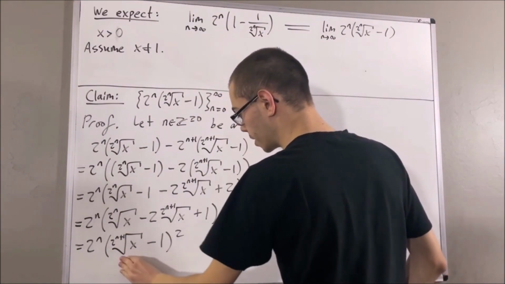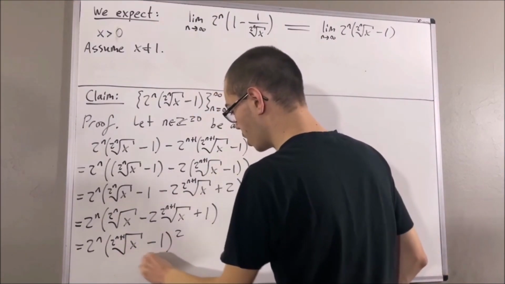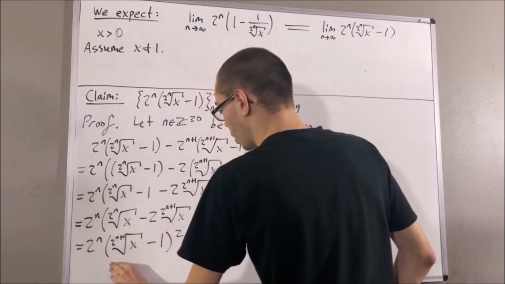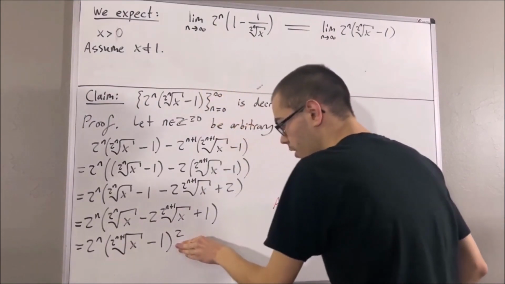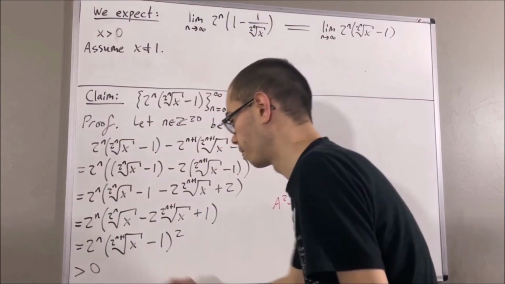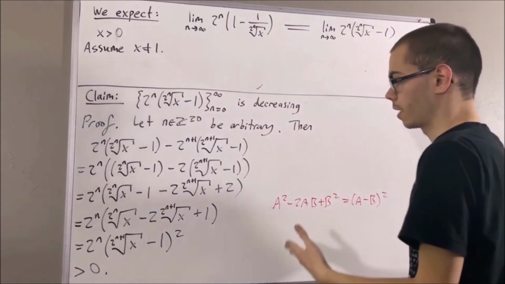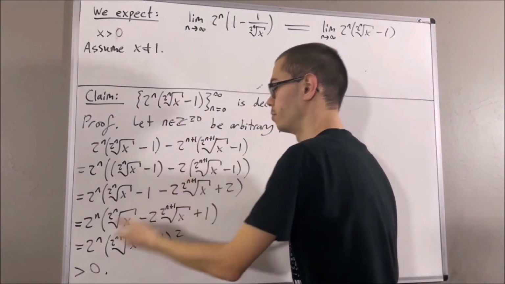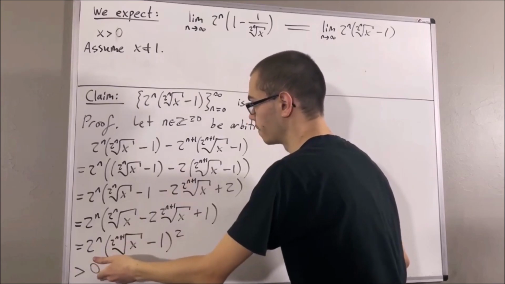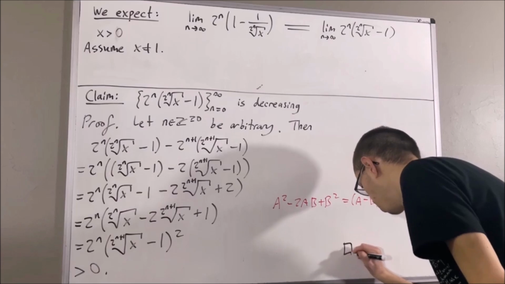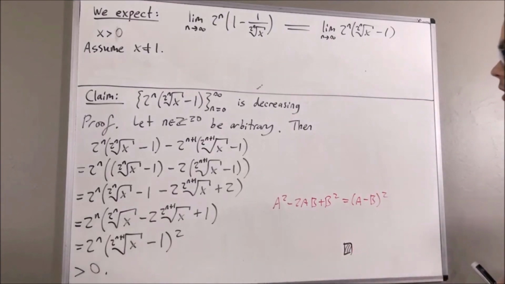So we have something not equal to 1 minus 1. So the guy we have in parentheses is non-zero. Well, a non-zero real number squared is bigger than 0, so this guy must be bigger than 0. So yeah, we have shown that the nth term of this sequence minus the n plus 1th term is bigger than 0. And that's enough to say that this sequence is a decreasing sequence. Right, so this proves the first claim.